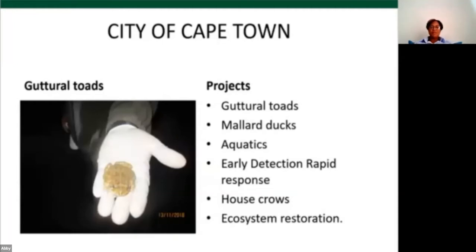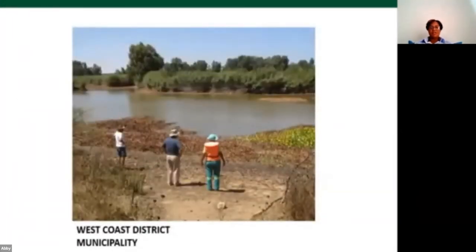The guttural toad is the one project I want to highlight, and that is how to identify the guttural toad. On the back of the toad, there's a line that goes as I show, and then there's a line crossing that line in the middle of the toad's back from eye to eye. That cross indicates that it is a guttural toad that needs to be eradicated.